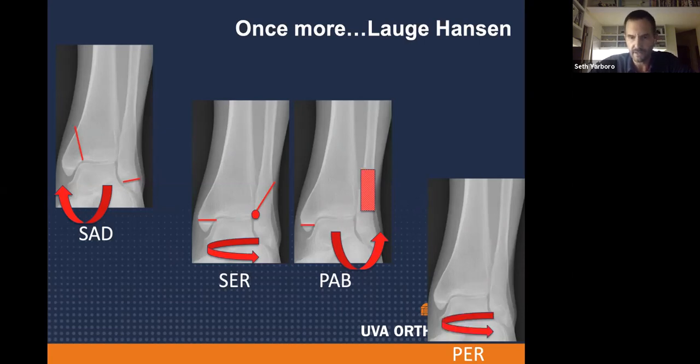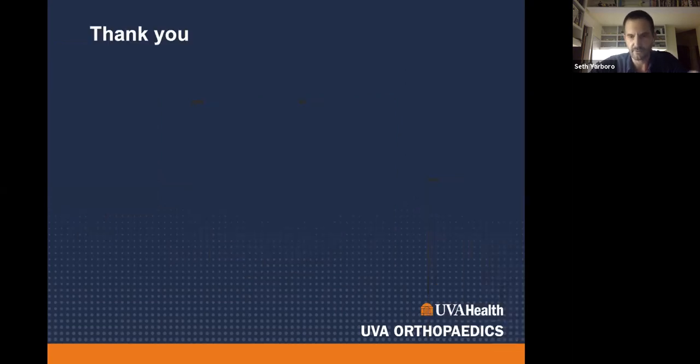And then PER, we tension the medial side, we're going to fail there first, and then have a Weber C fibula. And there's your A, 2 Bs, your C, SAD, and your SER, PAB, PER, and you think it's perfect. Thank you.